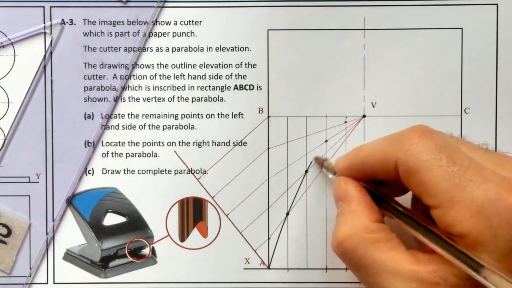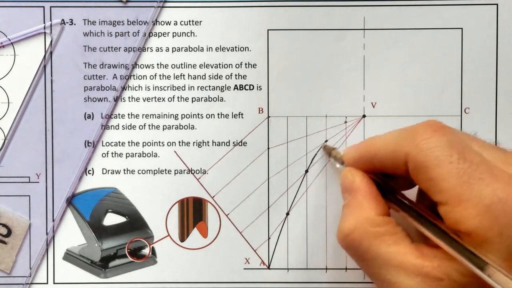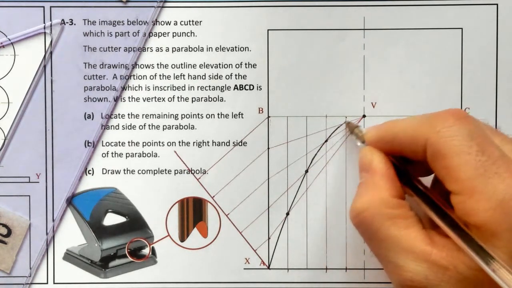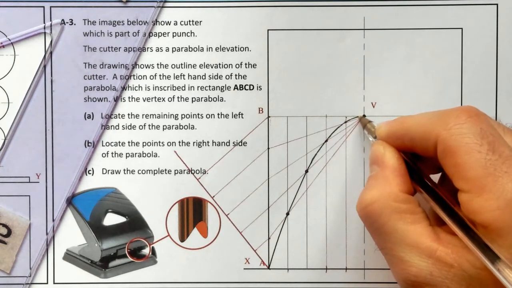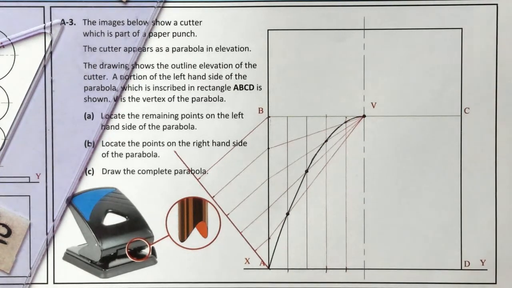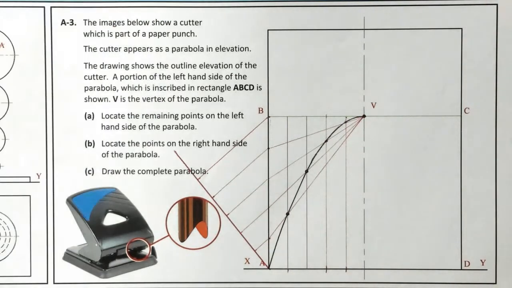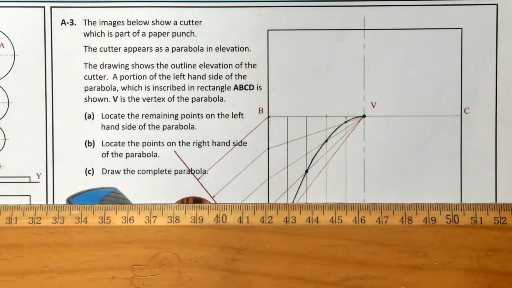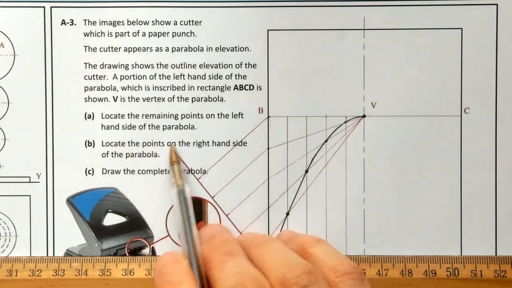So I'm going to sketch that in. So that's nice and easy there. Having completed that on the left hand side, it said there locate the remaining points on the left hand side, which we have done. Now it's saying locate the points on the right.